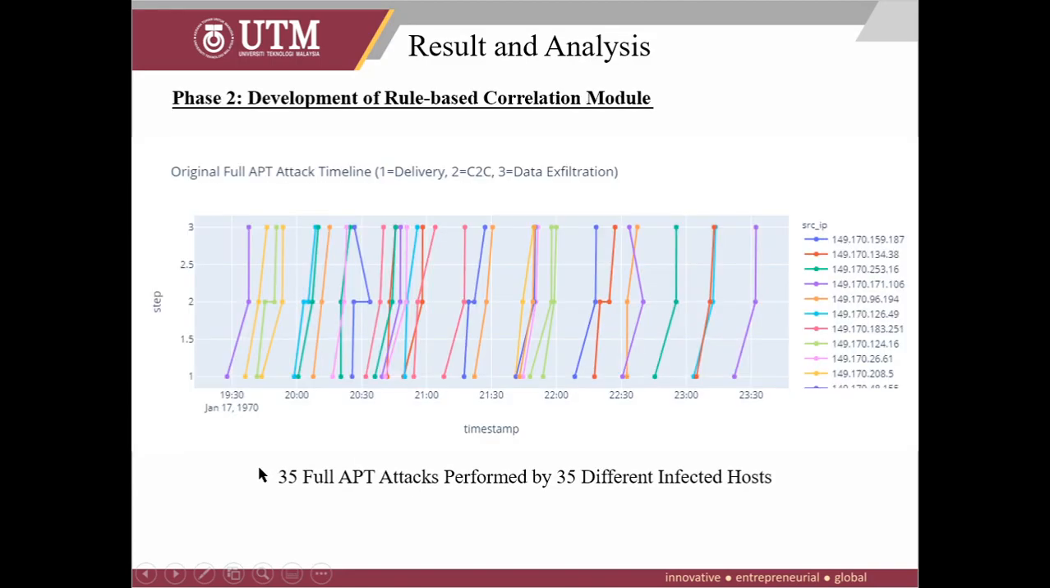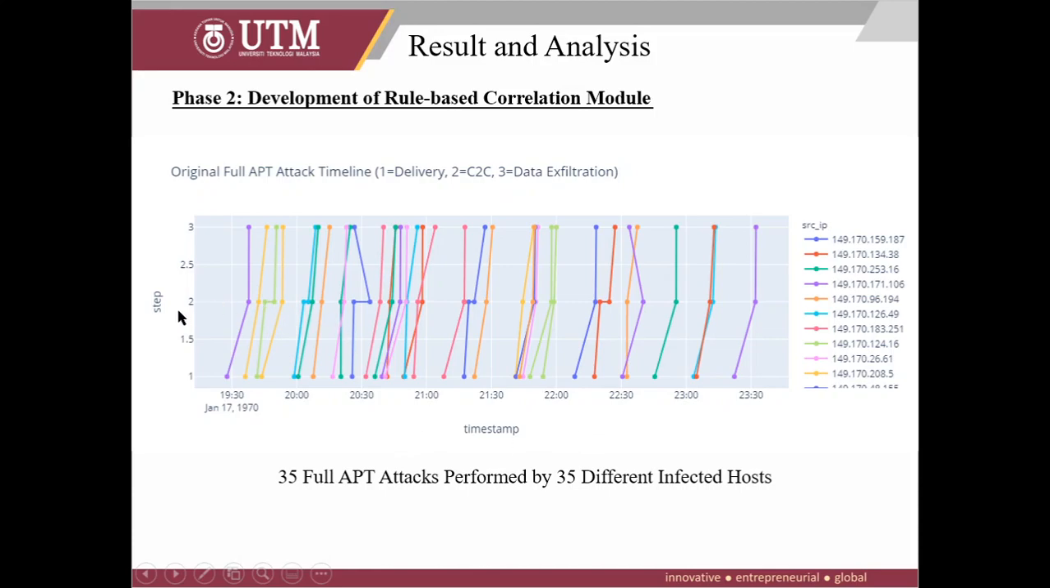APT stages. So this is phase 2, the development of the rule-based correlation module. Once the APT stages are classified and inferred, the output of MATLAB is used to visualize. So here we have the original full APT attack timeline. Original means that it's based on the original Garfield's data. So this is not produced by our ANFIS detection system. This is what the original dataset has.